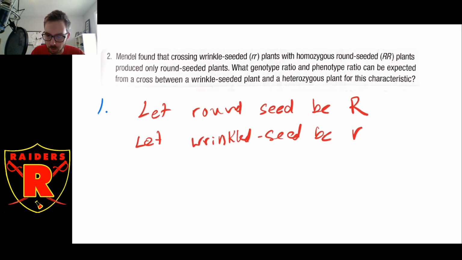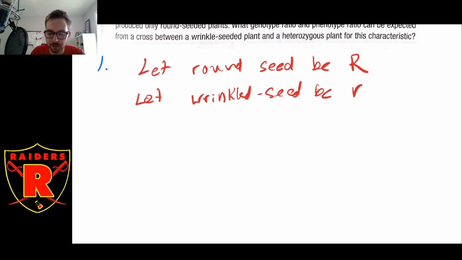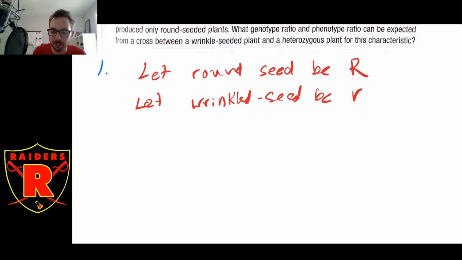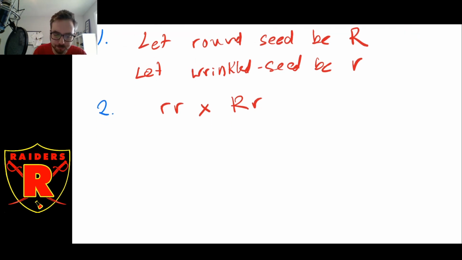What genotype ratio and phenotype ratio can be expected from a cross between a wrinkle-seeded plant and a heterozygous plant for this characteristic? Part 2 here is what are the parents? The parents here are wrinkle-seeded, so wrinkle-seeded would be little r, and the other parent is heterozygous. Heterozygous means big R, little r, a combination between the two. So that's the genotypes of the parents.